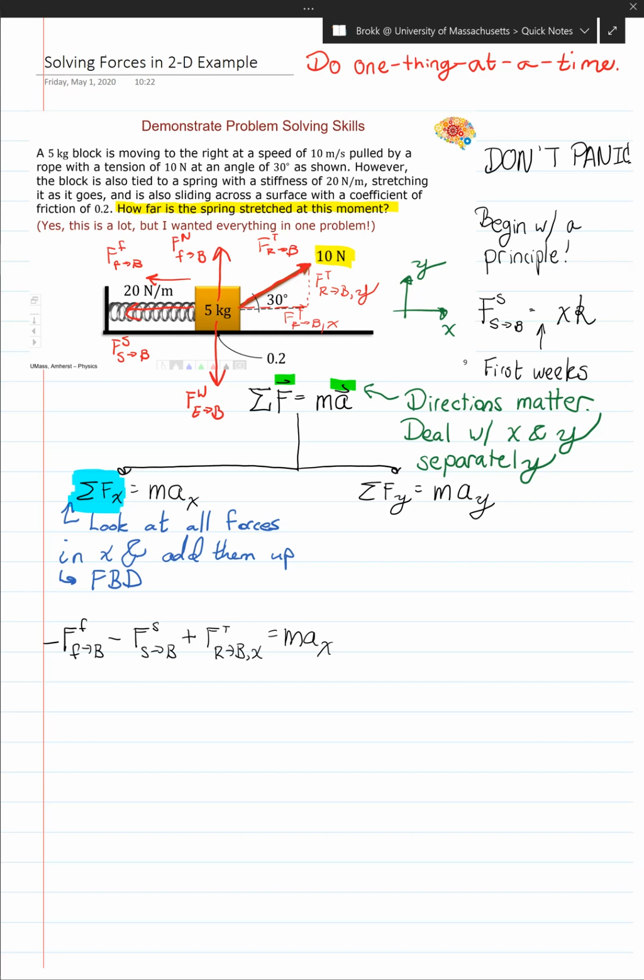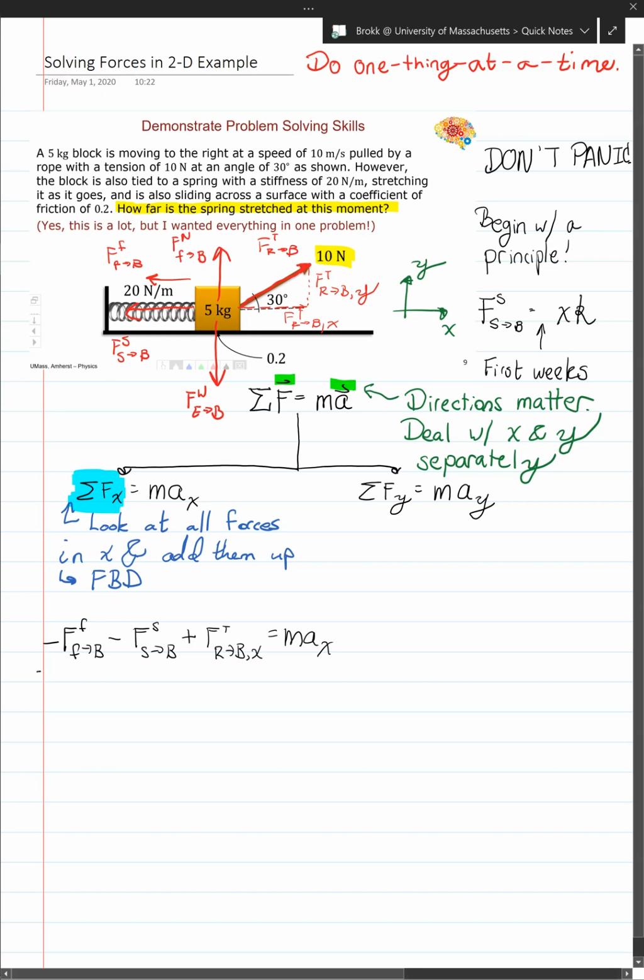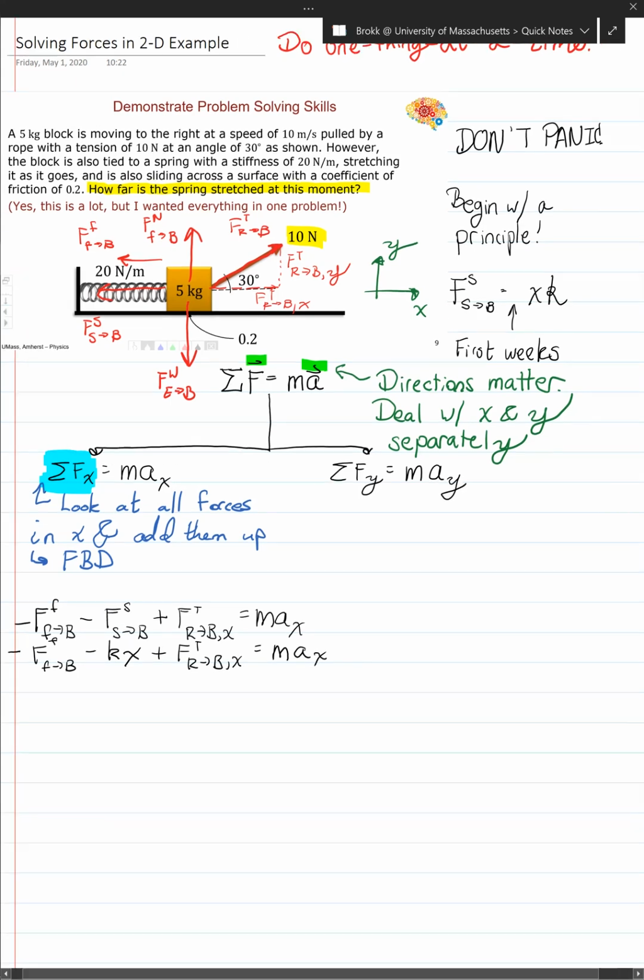Now we can go and put formulas in for some of these forces. The easiest one is the one we've kind of already talked about, the force of the spring. So let's go and put that in. So now that one's in.